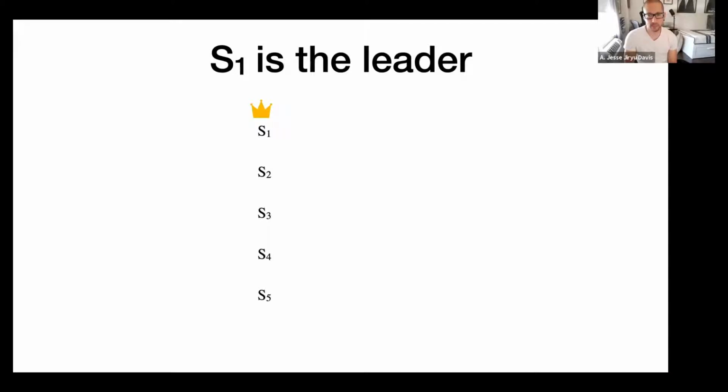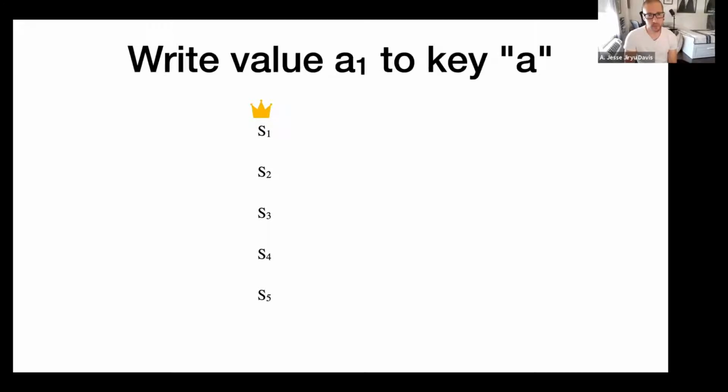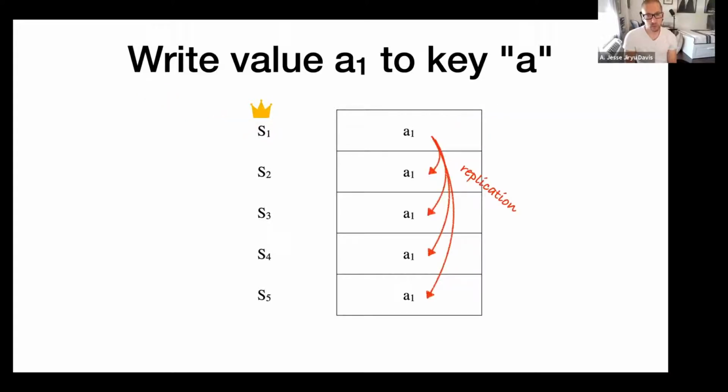So with a leader-based protocol, all of the writes go to the leader. So we're going to write some value A1 to a key A, and S1 appends it to its log. And eventually this update is replicated to all of the followers. This system is a key value store, and I'm going to pretend that there's only one key in the system called A, but from time to time I'll mention how this generalizes to multiple keys.